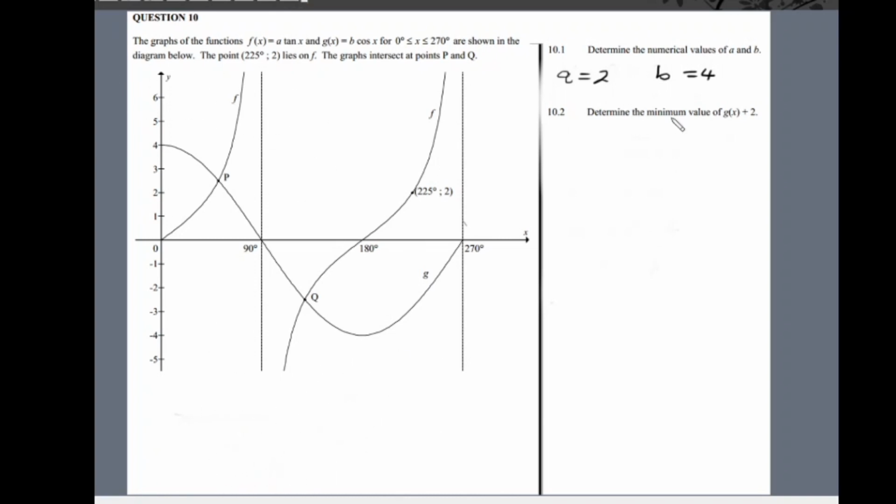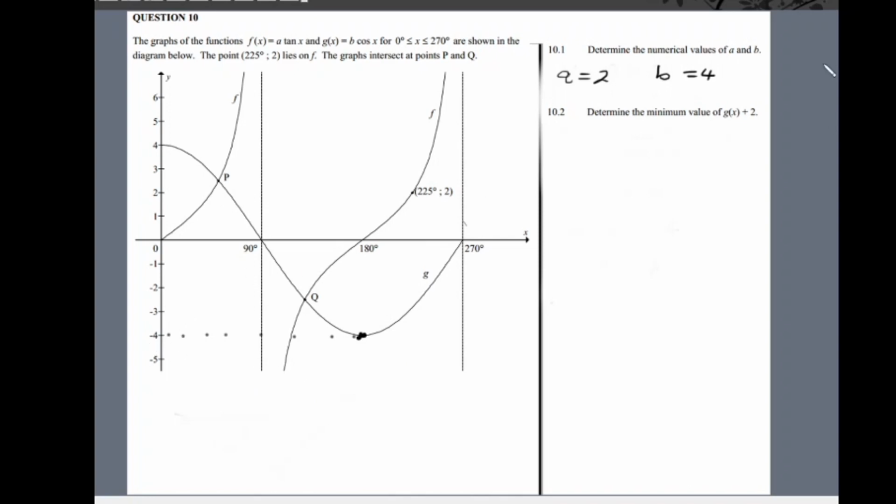So they want us to determine the minimum value of g of x plus 2. Before you can determine that, what is the minimum value of g of x? G of x is this cosine graph here. The lowest point of that function is here. Can you see? This is the lowest point of this function, and it is -4. Therefore, the minimum value of g of x is -4, right?